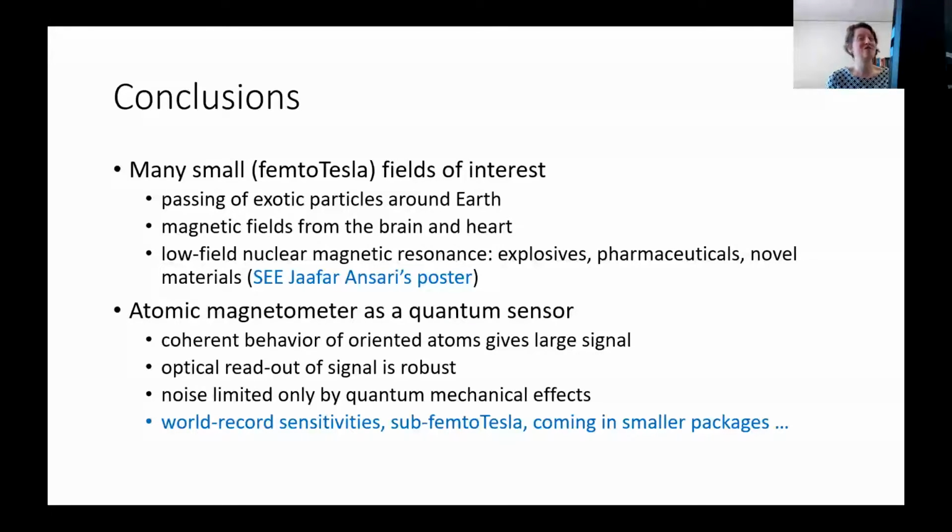Again, I want to point out to you the salient points of an atomic magnetometer as a quantum sensor. That's the coherent behavior of the oriented atoms and the splitting of the atoms into their different energy levels. We've got the optical readout, which gives a robust measurement. And we've gotten to the place where we're noise limited only by quantum mechanical effects. We've got world record sensitivities, sub-femtotesla per square root hertz. We'd like to make that in smaller packages and to make it more commercially available.